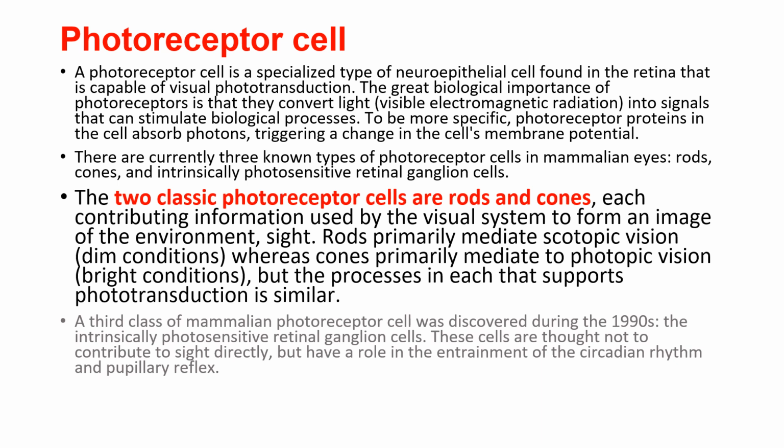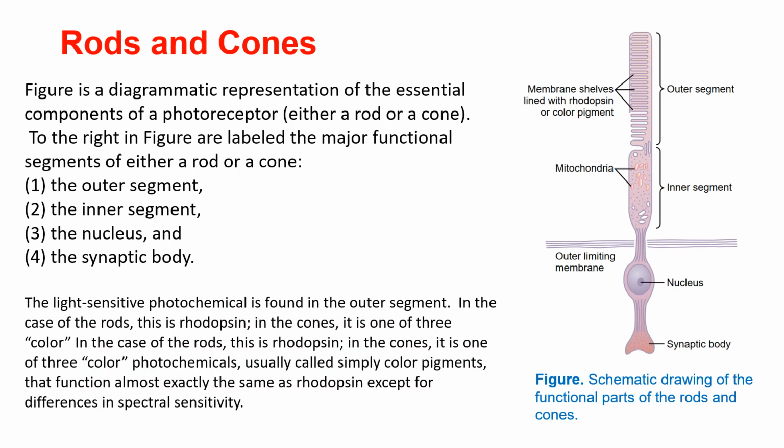A third class of mammalian photoreceptor cell was discovered during the 1990s, the intrinsically photosensitive retinal ganglion cells. These cells are thought not to contribute to sight directly, but have a role in the entrainment of the circadian rhythm and pupillary reflex.